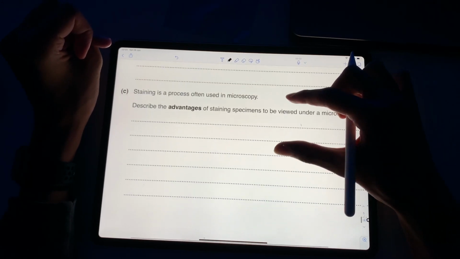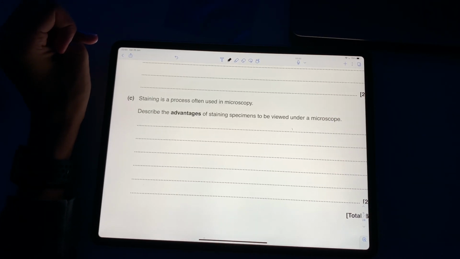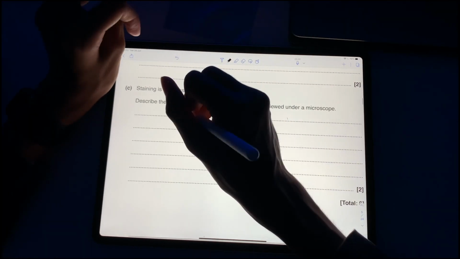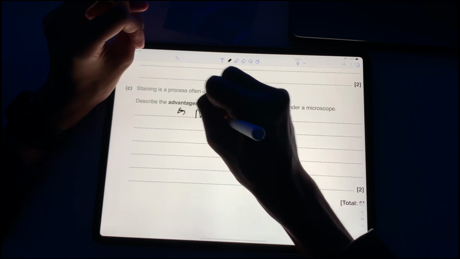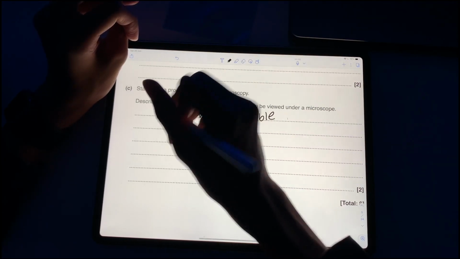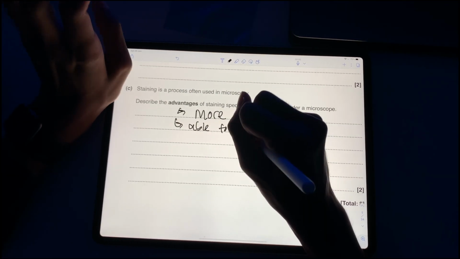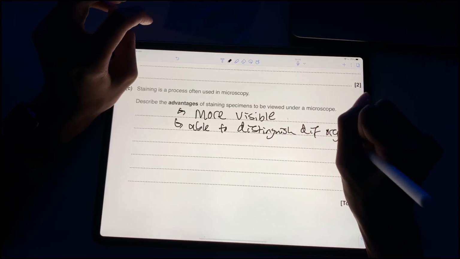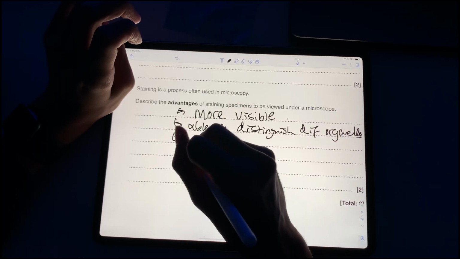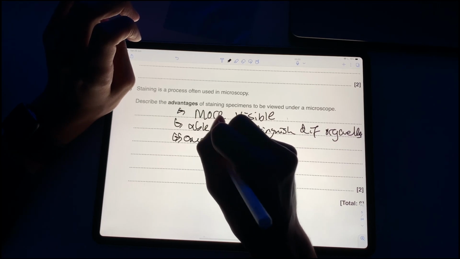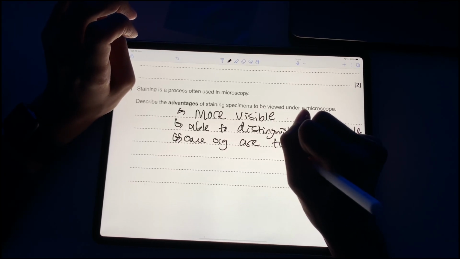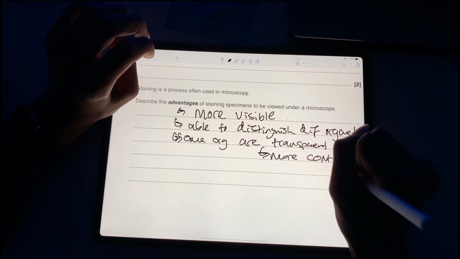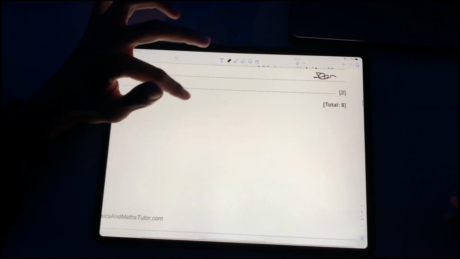Staining is a process often used in microscopy. Describe advantages of staining. Okay, well, staining, I think this is common sense. It becomes more visible. So you're able to distinguish different organelles. Some organelles are transparent, and then more contrast is seen. Hopefully that got one mark.